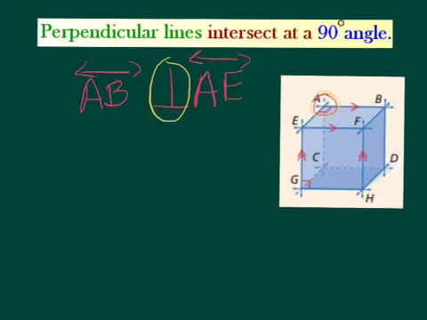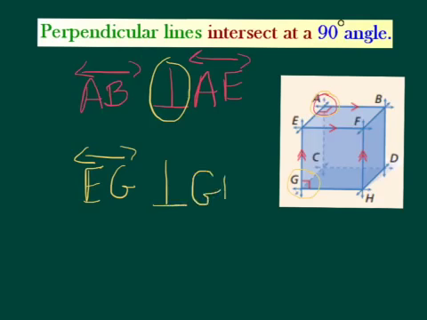You'll also notice there's another set of perpendicular lines right here. So line EG is perpendicular to line GH. Perfect. Just like in parallel lines, if you see two lines that look perpendicular, but they don't have the 90-degree angle symbol, you cannot assume that those two lines are perpendicular. They must have the 90-degree angle symbol.